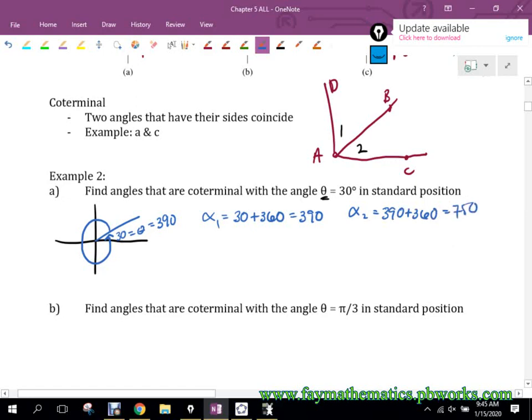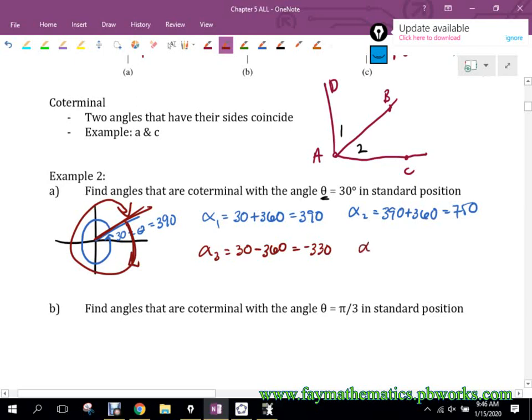750? Let's go negative. Okay. So what if I wanted to do this? What if I started right there and I wanted to go that direction? You go negative. Okay. So then I would take 30. Now I'm moving in that direction, so it's now negative 360. So negative 330 would be the same angle.